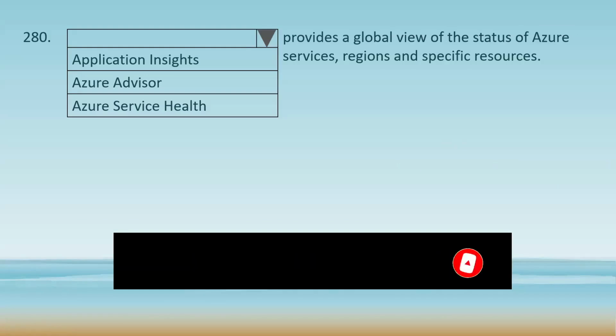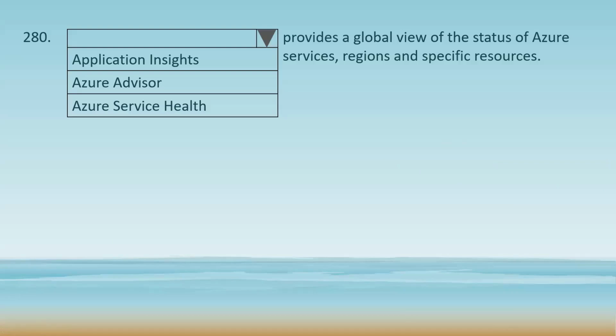Question number 280 of the series. Dash provides the global view of the status of Azure services, regions, and specific resources. And your options are Application Insights, Azure Advisor, Azure Service Health. And friends, the correct answer here is Azure Service Health. Azure Service Health provides a global view of the status of Azure services, regions, and specific resources.